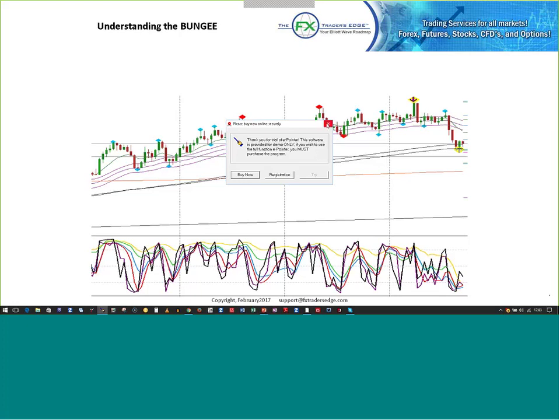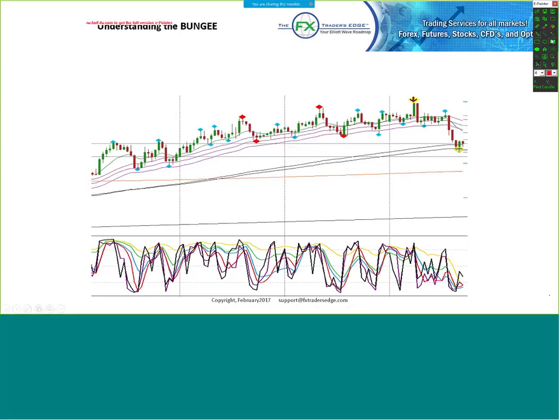So here is bungee divergence involving the red bungee and a relatively small move down. And here is bungee divergence involving the yellow bungee. And that is a bigger move. So just to illustrate that point.